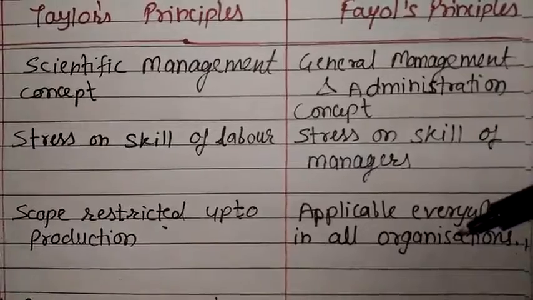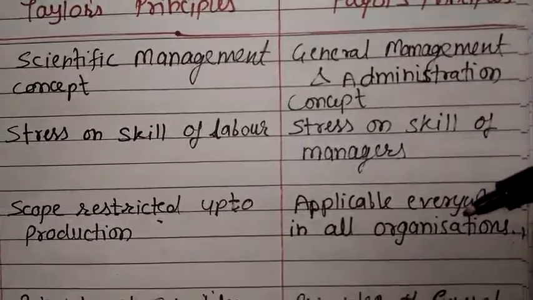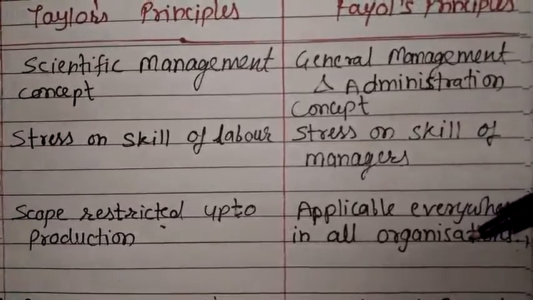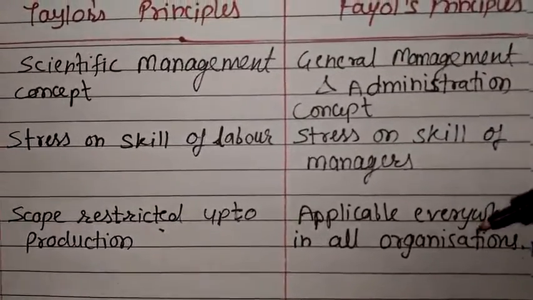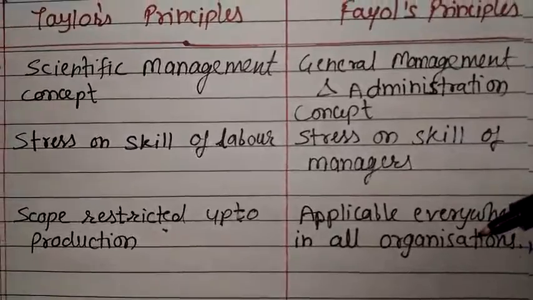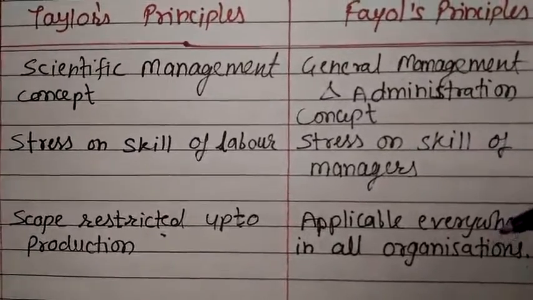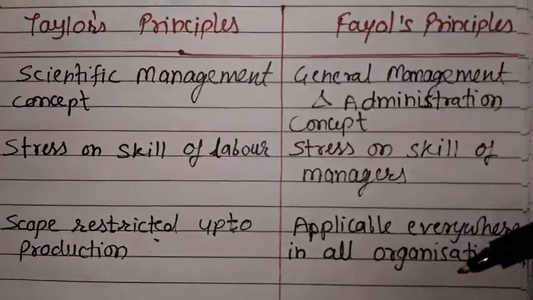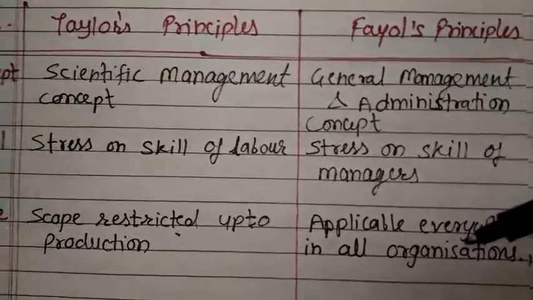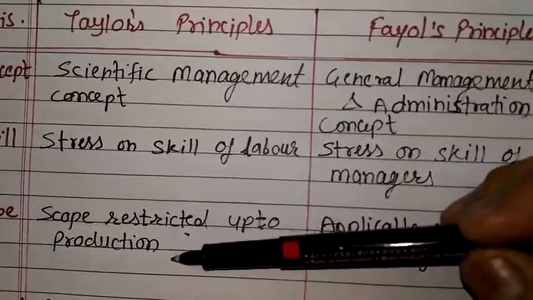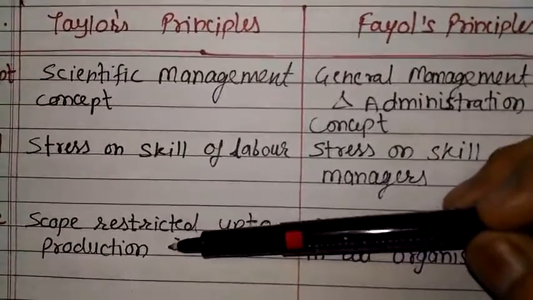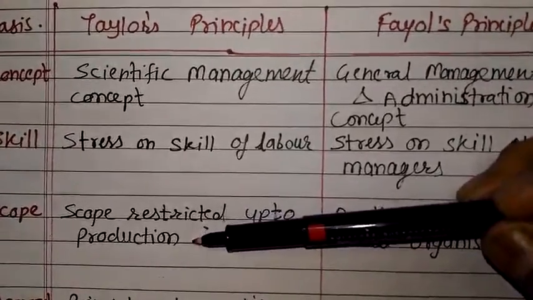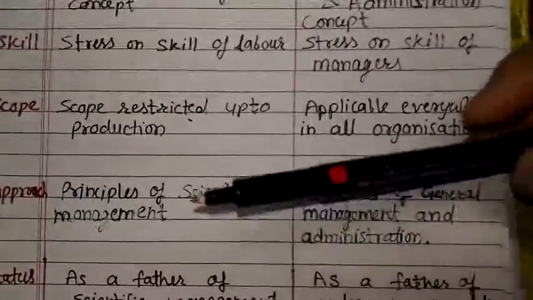If there is any type of organization, like any type of business, industries, trade activities, educational institution, or religious institution, or any type of profession, whatever the type of organization, Fayol's principles are applicable everywhere in the same manner. But Taylor's principles are useful only or mostly in production or factory activity where production is done. The next one is approach.